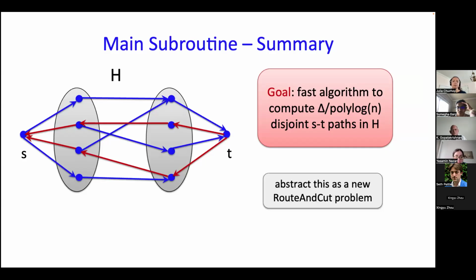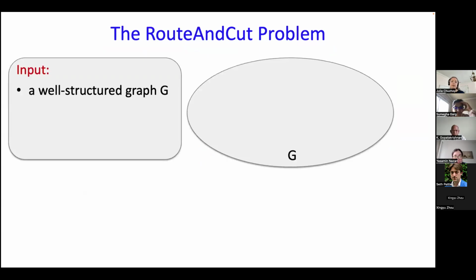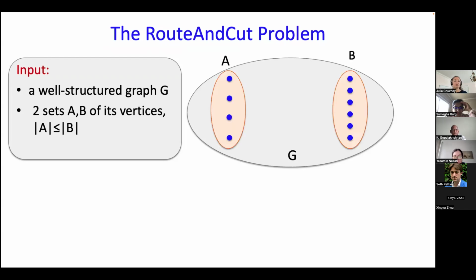It's called the route and cut problem. It will be sufficient in order to solve this one, but we'll also use it in other contexts. But intuitively, it's also just approximate ST flow. So let me now define this route and cut problem. The input is a well-structured graph G and two sets A and B of its vertices. And intuitively, we want to connect vertices of A to vertices of B with a lot of paths.